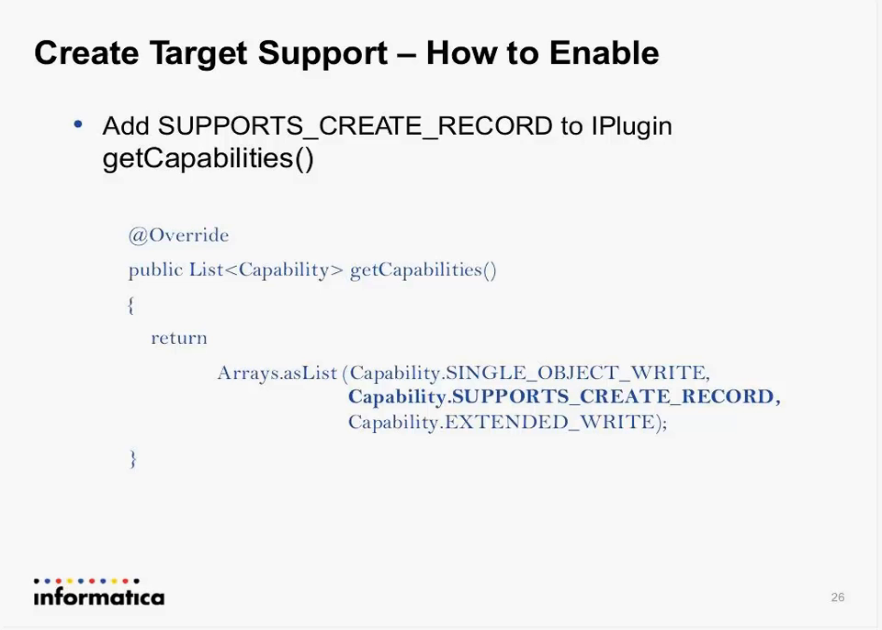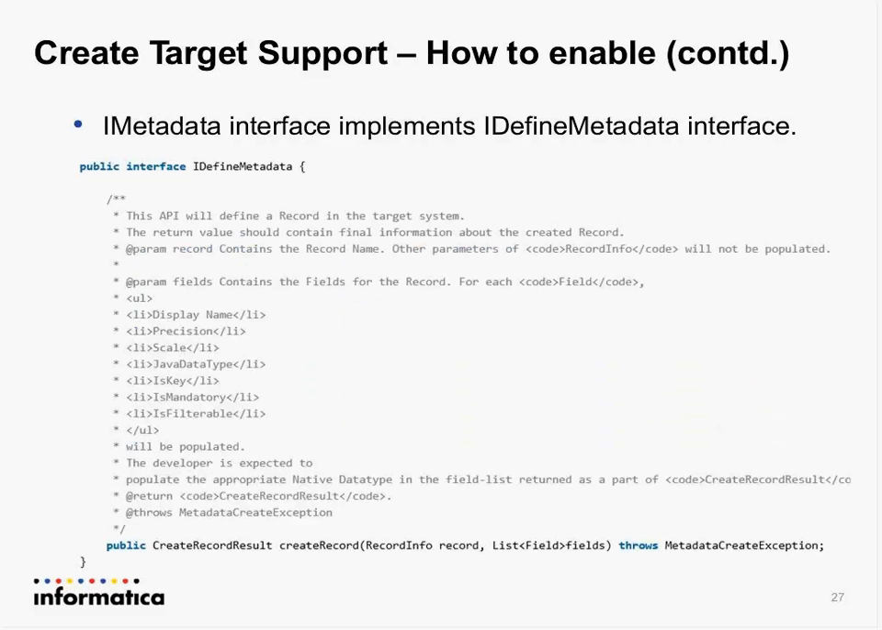Again, this is for those of you who have worked with the connector toolkit. In the iPlugin interface, you're going to have to add this flag, which is supports create record, to the get capabilities call, and there's a little example here. And then there's a new interface called iDefine metadata, which you'll have to implement, which of course will return the list of records that you're creating.